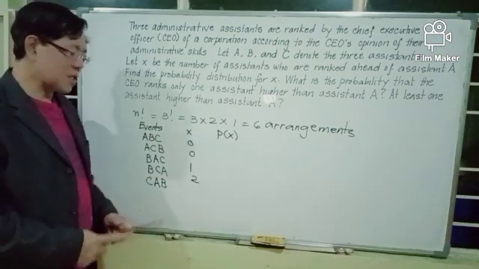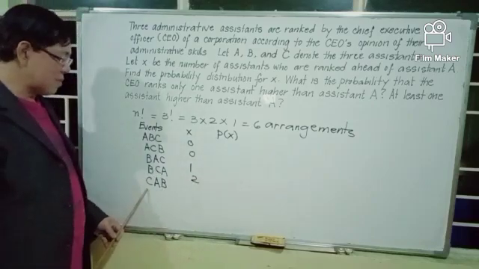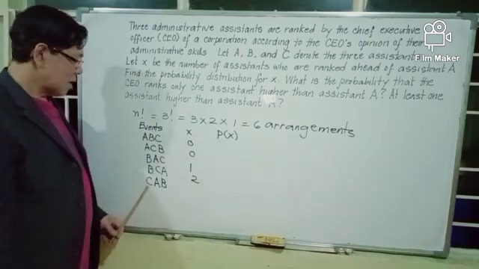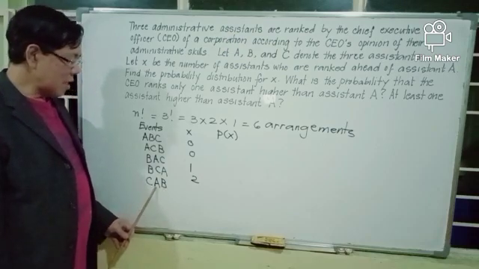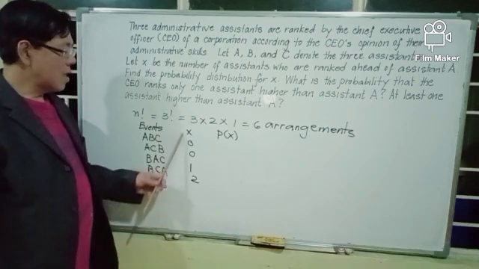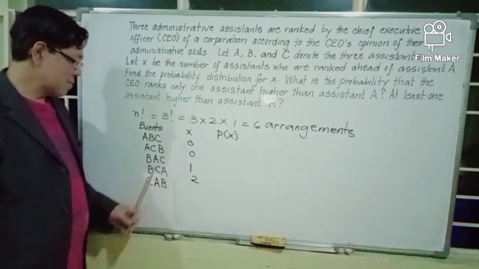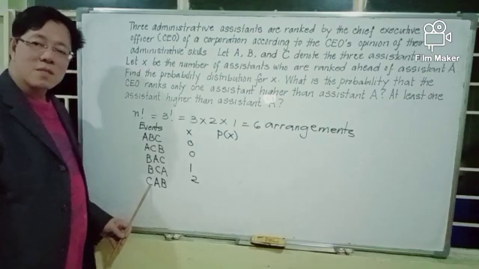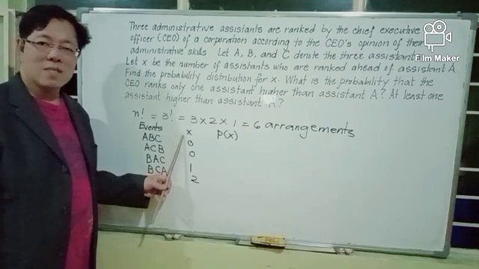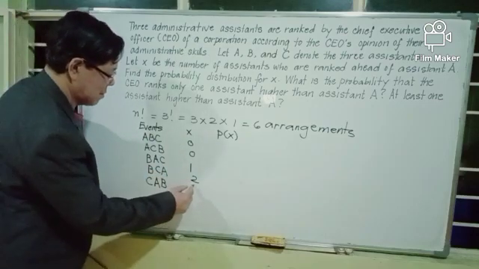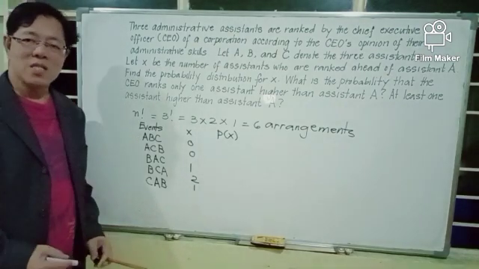Another possible arrangement from the 6 possible arrangements of ABC is given by CAB. In this arrangement, C is ranked ahead of A, but A is ranked ahead of B. But we are interested in the number of assistants who are ranked ahead of A, and only C is ranked ahead of A, thus the value of the discrete random variable x is 1. And now we have 1, 2, 3, 4, 5 arrangements of ABC.